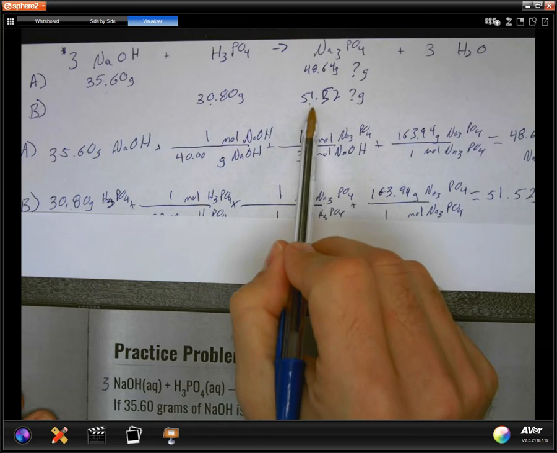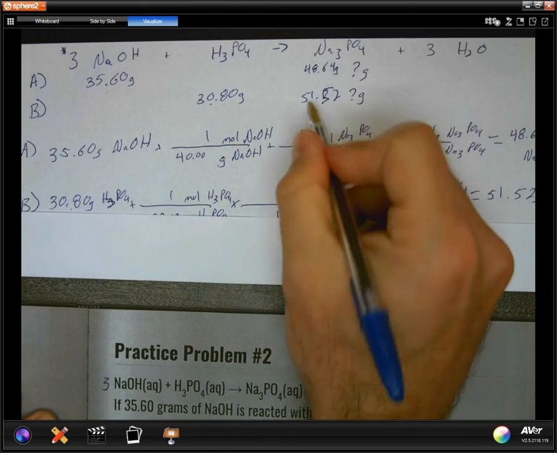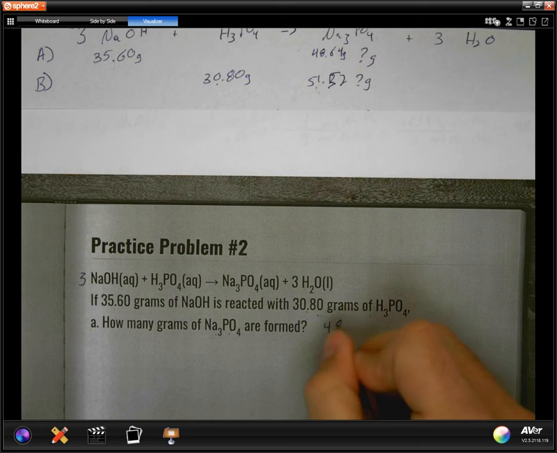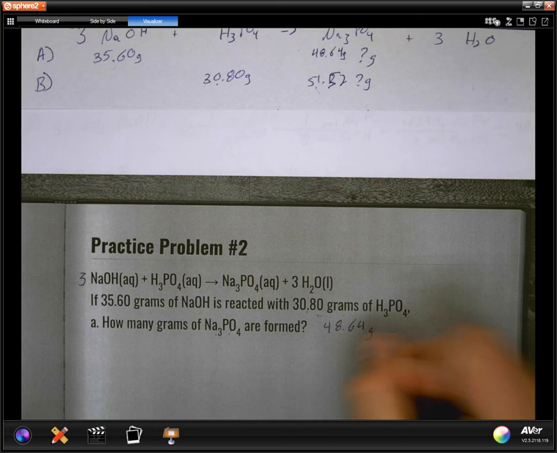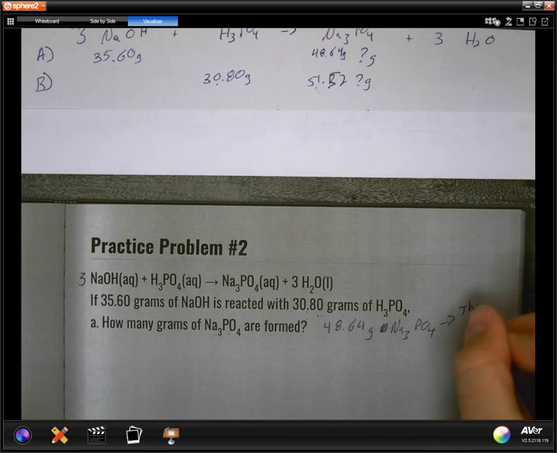So the question that we started with: how many grams of sodium phosphate can you make? You can't make 51 grams. You don't have enough of this to make that. So we're going to say the lower amount is simply going to be the amount we can make. So this would be how much we can make of Na3PO4. This is what we would call our theoretical yield.